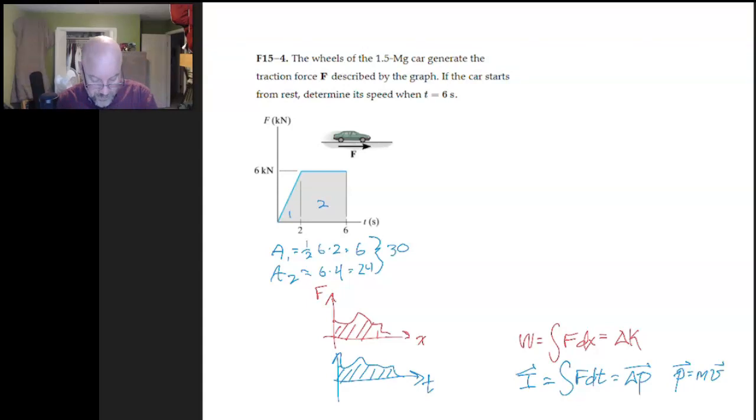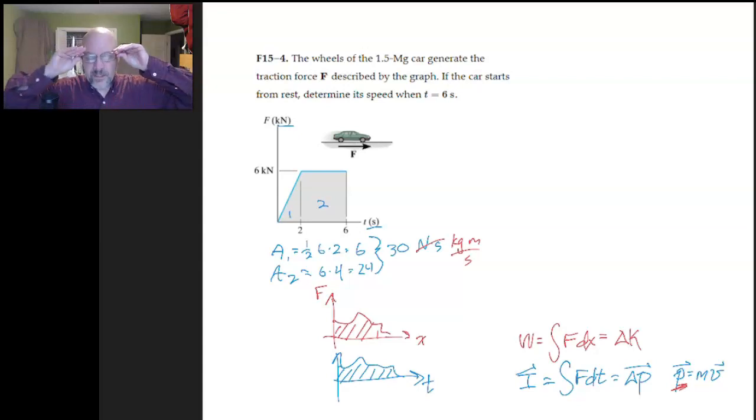Now what are my units there? Well, it's Newton seconds. But nobody does that. Come back down here. It's momentum. And so we don't say Newton seconds. We say kilogram meters per second. That may not be an improvement really, but there it is.